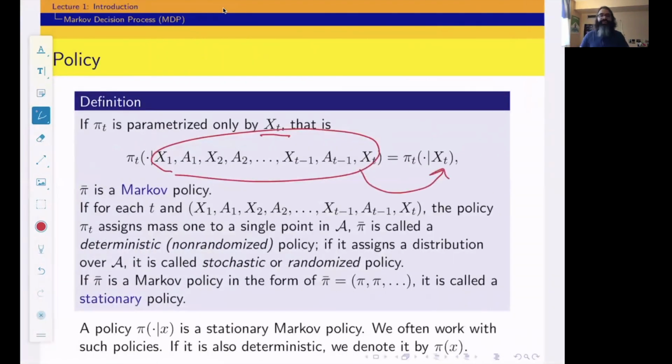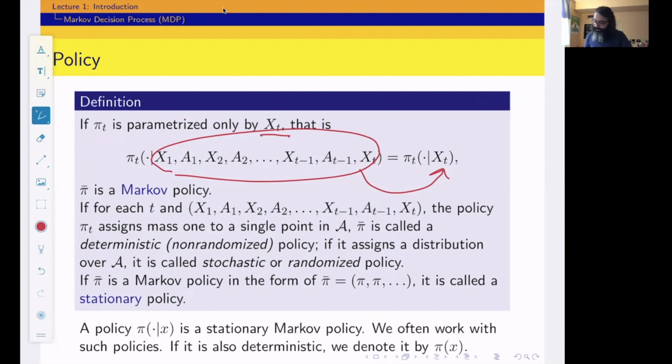We only look at x_t. So ignore whatever happened 5 time steps ago. If we can ignore it, then this policy is called a Markov policy. I guess most of the results that I'm going to talk about in this course will be for this type of policy, Markov policies. So basically, these policies ignore whatever happened in the past and only look at the current state of the agent.